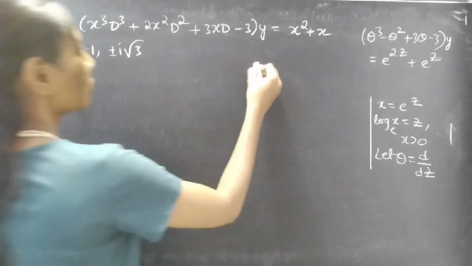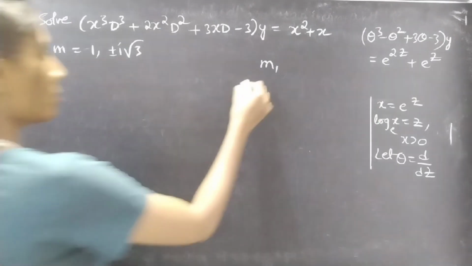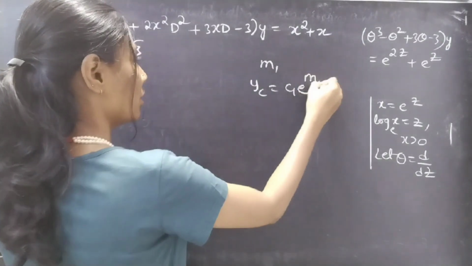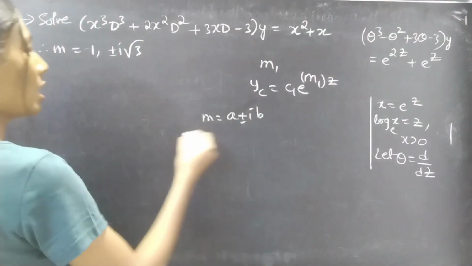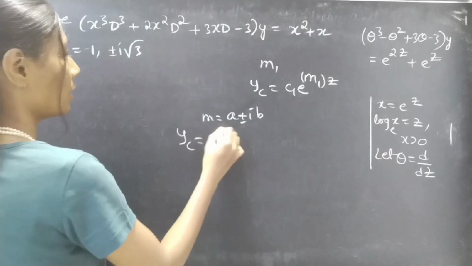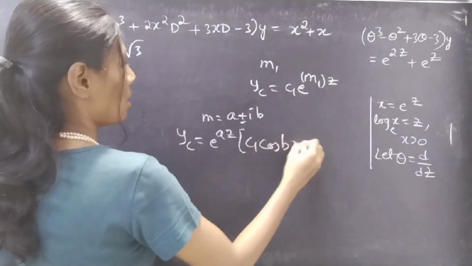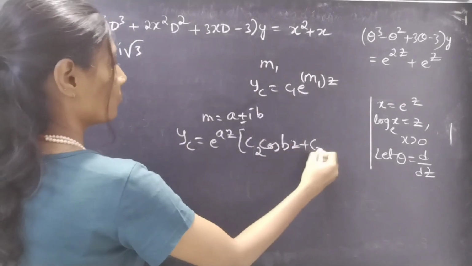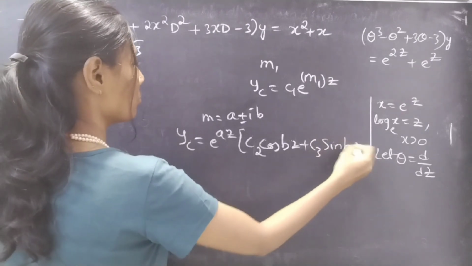We know that when we have a real root, then yc looks like c1 e power the real root into z. When m equals a plus or minus ib, we get yc equals e power az into c1 cos bz plus, we have already used c1, right? Let's take c2 and c3: c2 cos bz plus c3 sin bz.